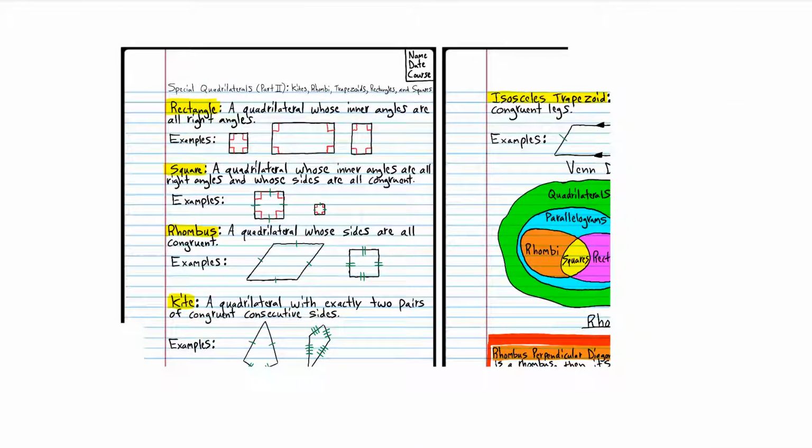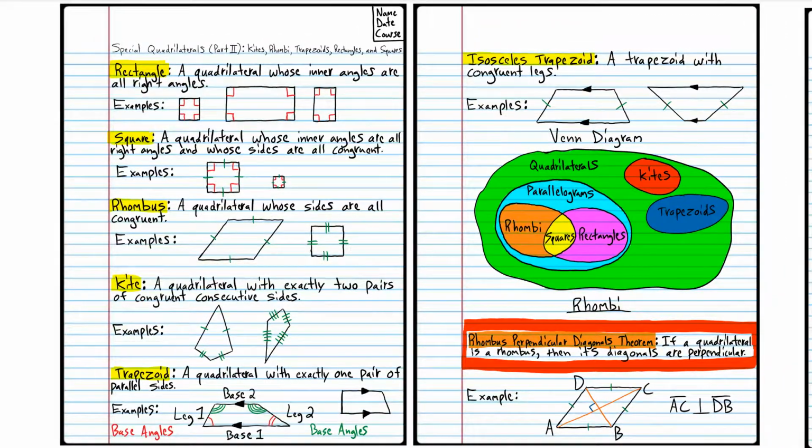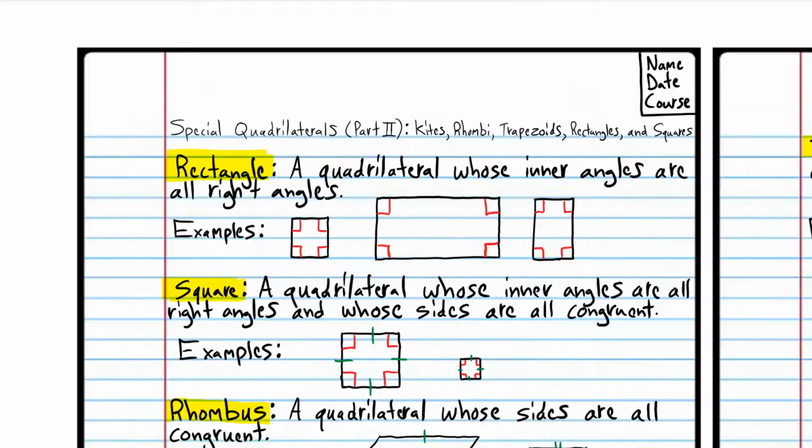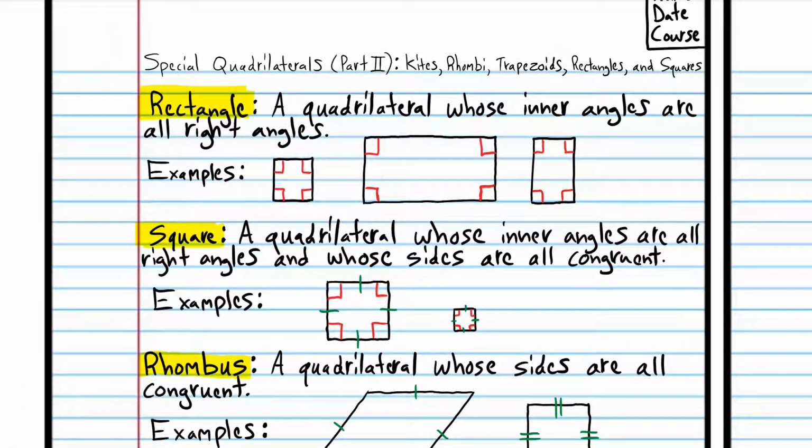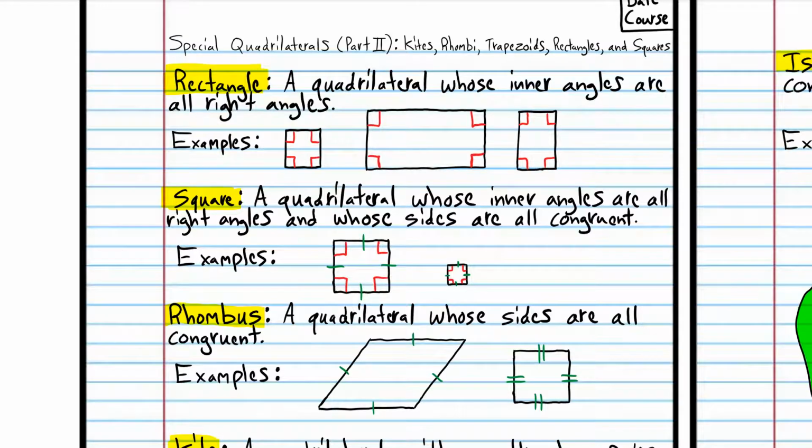I want you to start by taking screenshots of these first two pages. You can see on the left we have the definitions of the quadrilaterals we're going to learn today. Rectangles and squares you probably already know, but the technical definition is a quadrilateral with all right angles. Now with a square you have a slightly more detailed definition. You have all right angles except all the sides have to be congruent also. So again, all those red angles there are all right angles.